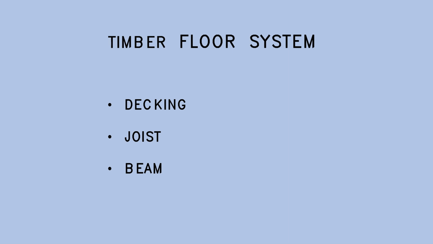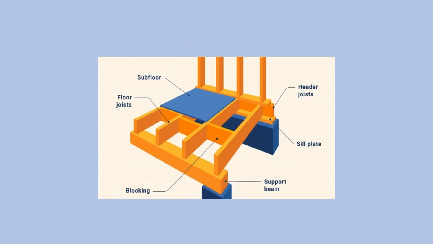Then this decking is supported directly by the joists that are arranged in a given sequence. So then what supports the joist is the timber beam. So the timber beam and the joist are actually the same thing, but the only difference is that the timber beam is larger in size compared to the timber joist.